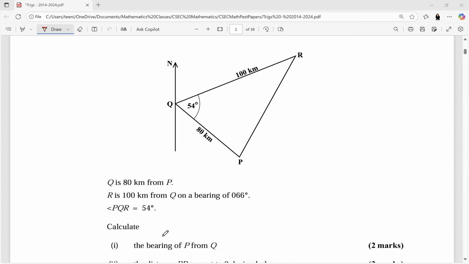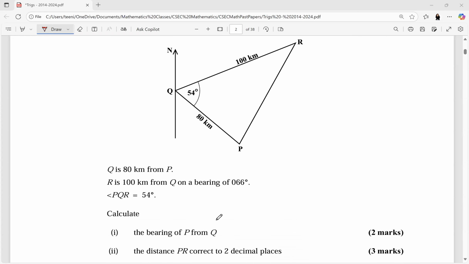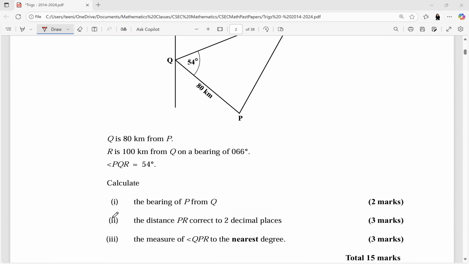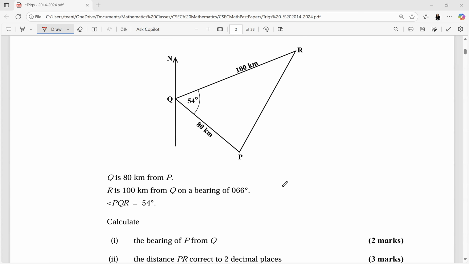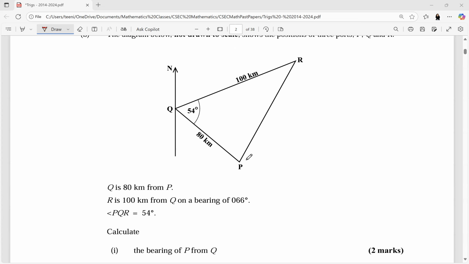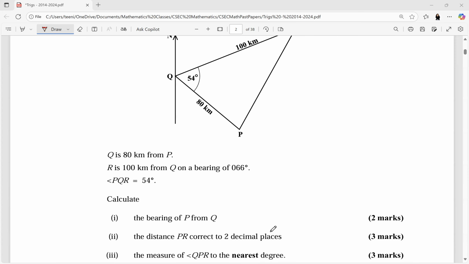So we're just going to skip the part on the bearing for now because I haven't taught you all bearings yet. And we're going to go straight on to part 2 and 3, right? So for part 2, they want us to calculate the distance PR, the missing side, correct to two decimal places.